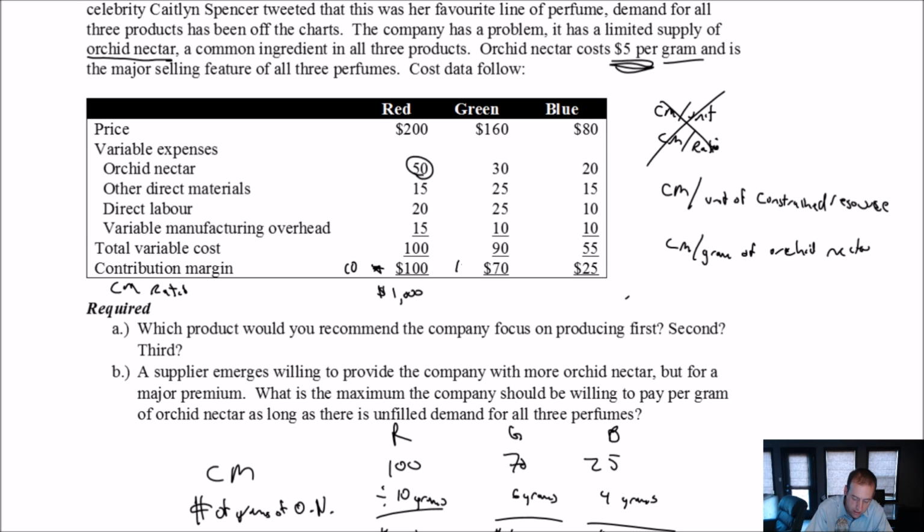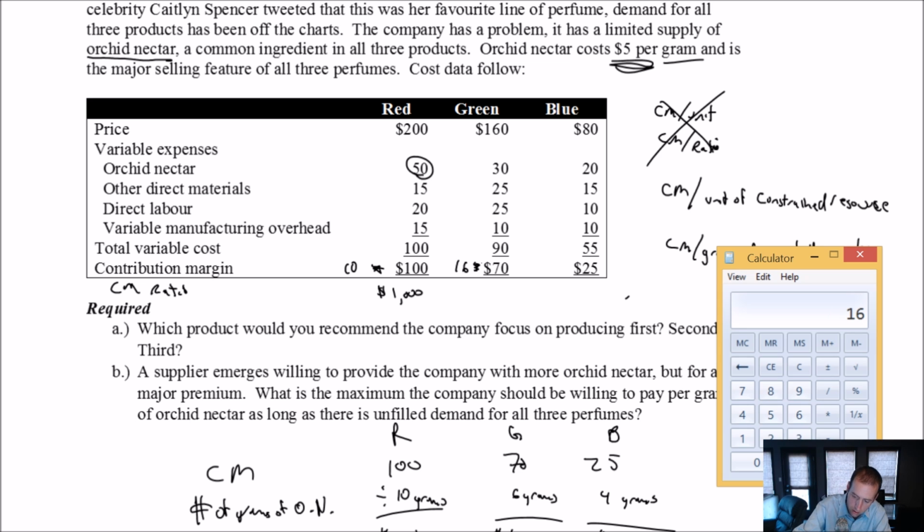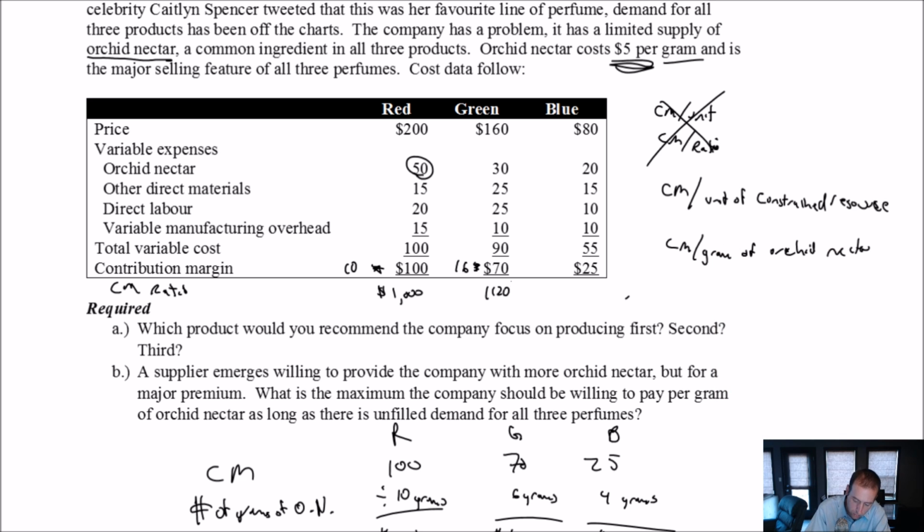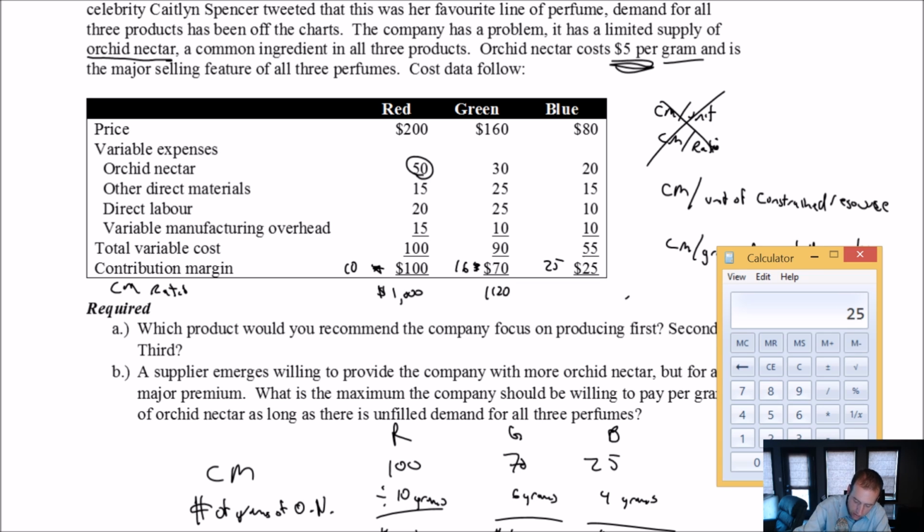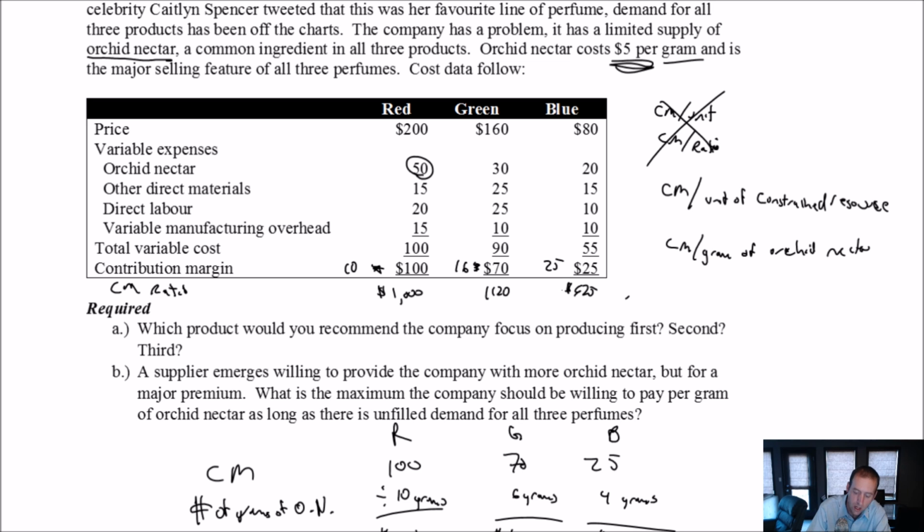So we could make 16 bottles, almost 17 bottles, but let's just say 16 and round down. 16 bottles times $70 is $1,120. With blue, we could make 25 bottles, because blue takes 4 grams, times $25, is $625. So again, if we only had 100 grams and we just focused on one of them, of course we'd focus on green. So green is the one we should be focusing on because we do have a constrained resource.